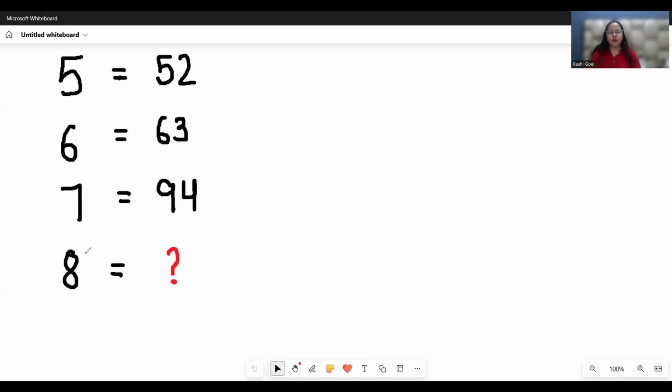5 equals 52, 6 equals 63, 7 equals 94, then 8 equals what? So can you find the number that fills this logical sequence?